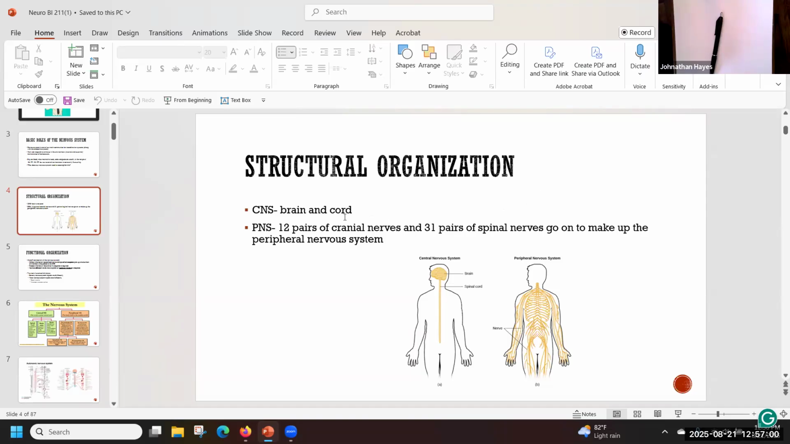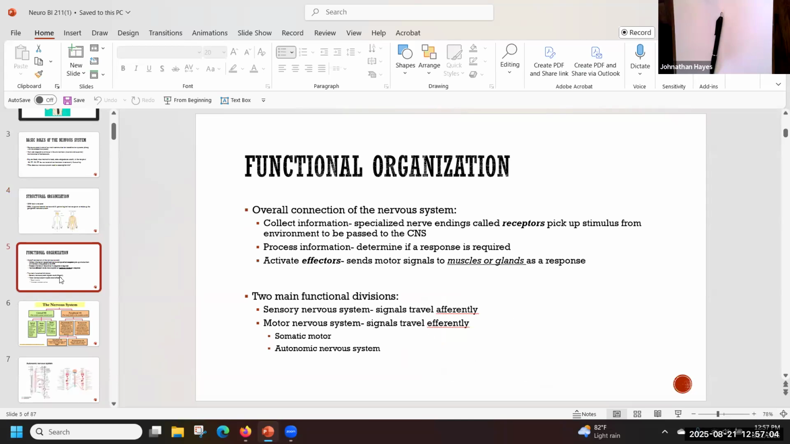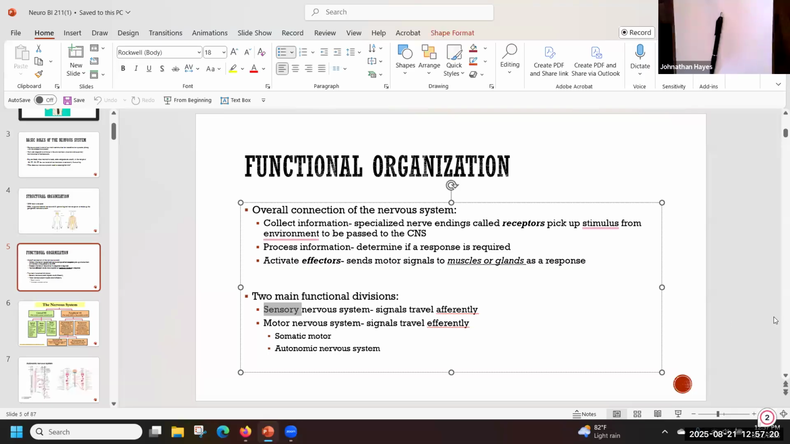And then that leads us to the next type of organization, which is functional organization, where the emphasis is on what direction are we going? Are we going afferently? Are we going efferently? Afferent information tends to be all sensory in nature. Like I need to know what's going on in my environment, both internal and external. And then I need to be able to adapt to that appropriately.